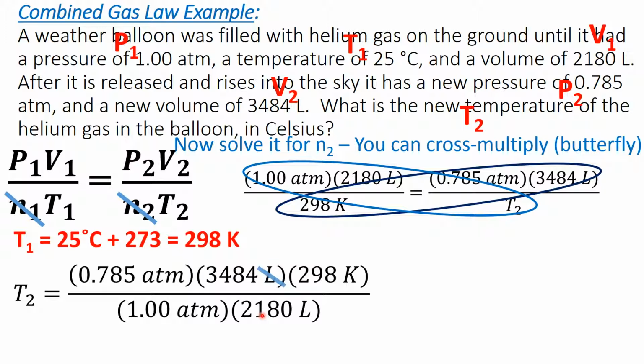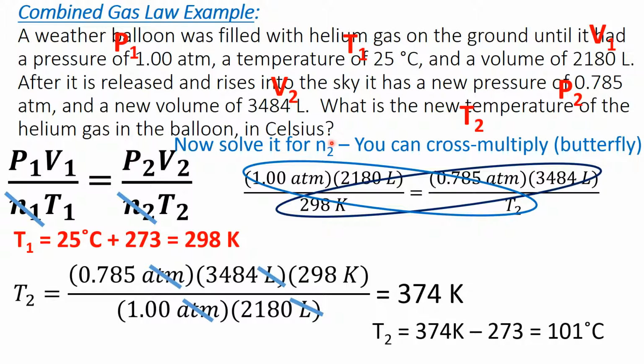When we plug all that in, we can cancel liters, and we can also cancel atmospheres. And the only variable left over is K, which is temperature. So that's the units for our answer. Our answer is 374 K. But remember, back up in the question, it asked for Celsius. It gave us Celsius for our initial condition, so we should return our answer in the same units, Celsius. So to convert Kelvin into Celsius, we need to subtract 273, and we end up with 101 degrees Celsius.